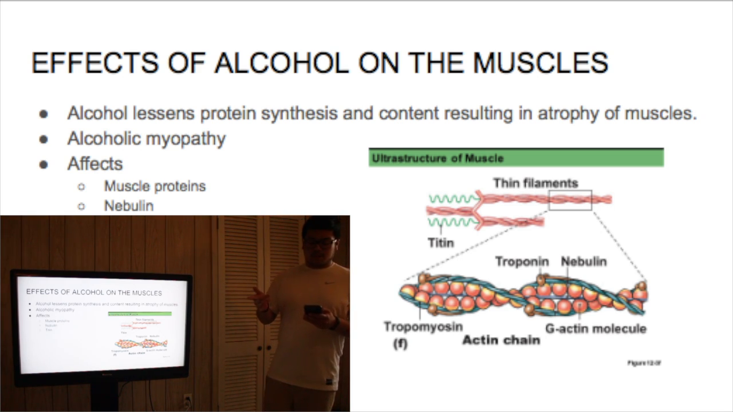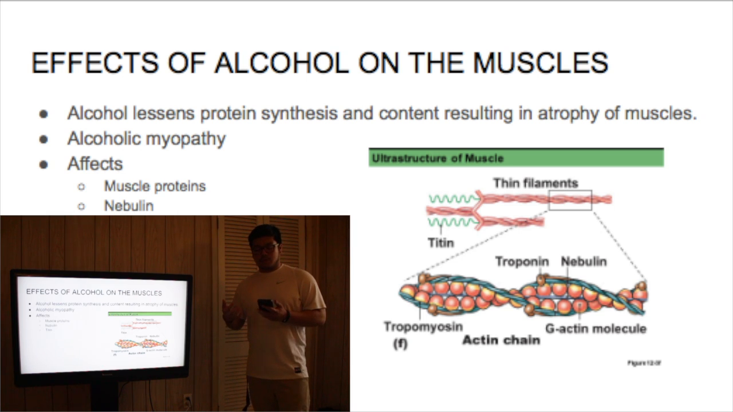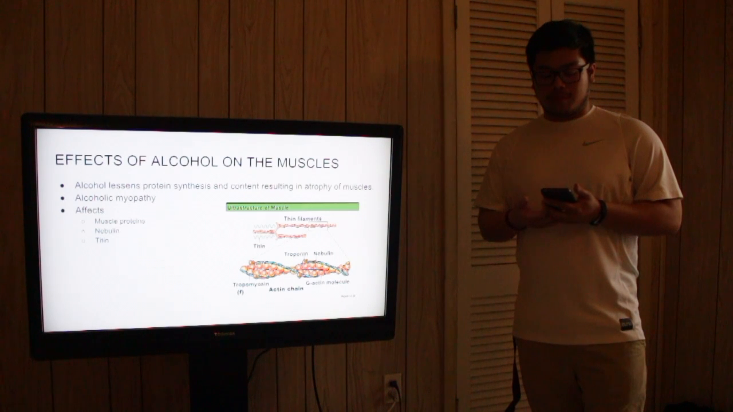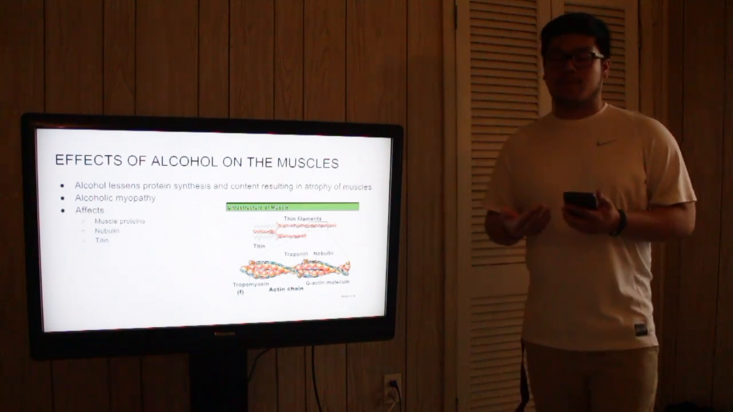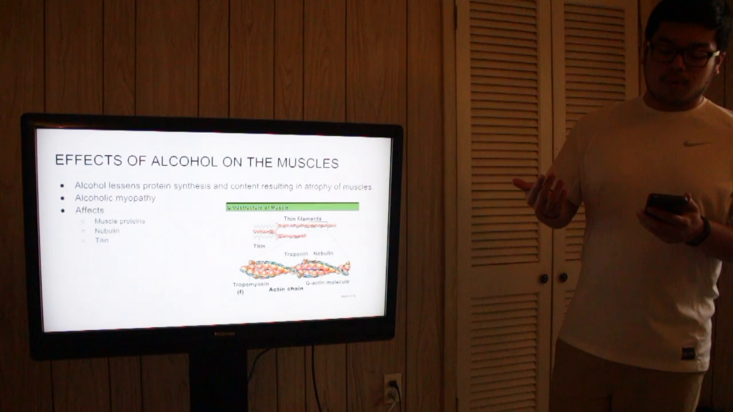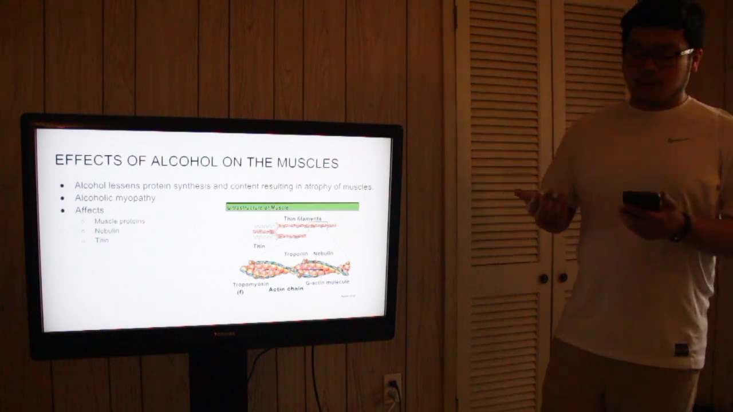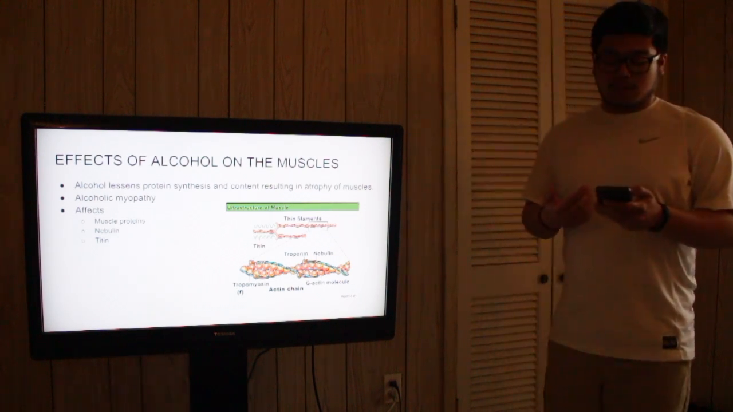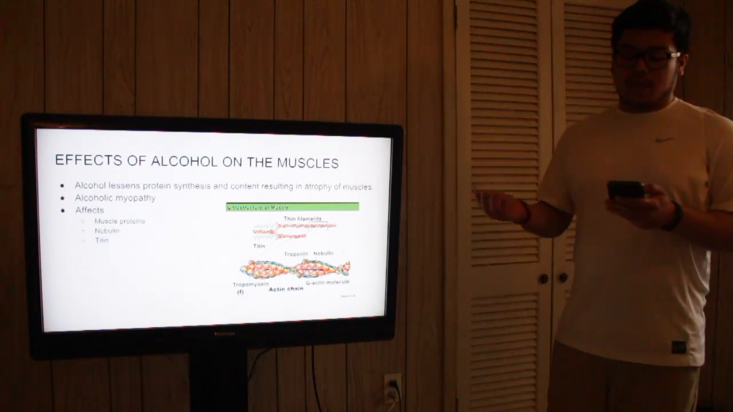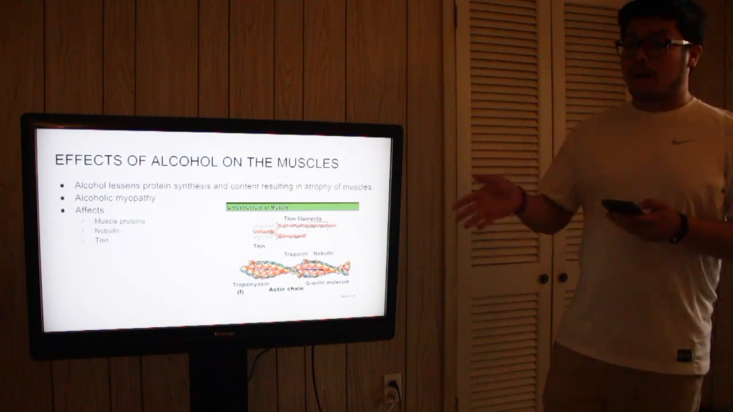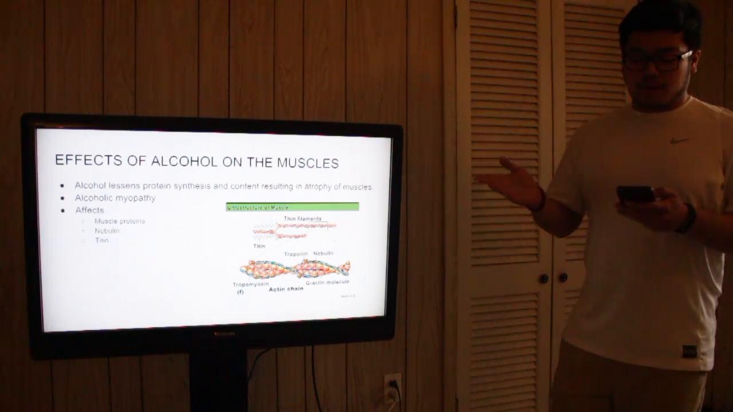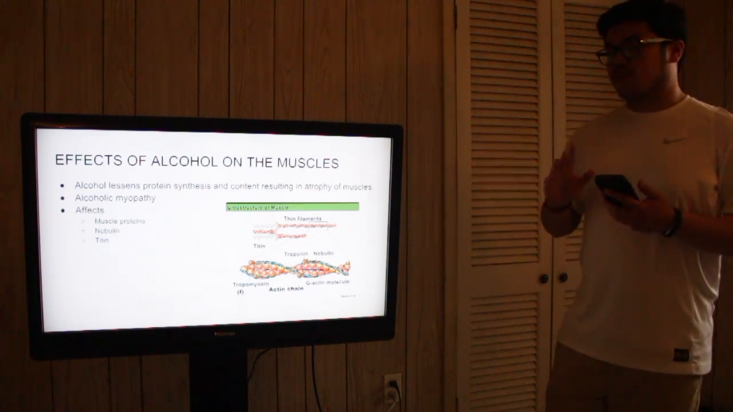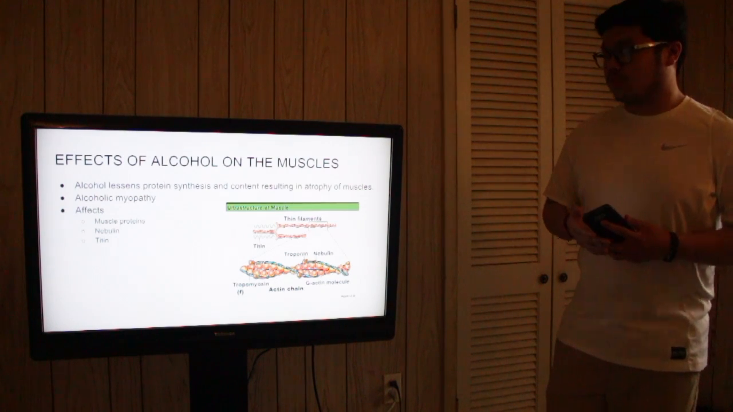Nebulin is an actin-binding protein, so it binds to 200 actins, and is found in thin filaments of the sarcomeres, which are in the skeletal muscle. And then we have titin, which is a protein that functions as a molecular spring, which is responsible for the passive elasticity of muscles. As alcohol inhibits both, it decreases the amount and contents of both of them, pretty much just causing overall muscle malfunction, a decrease in function overall.